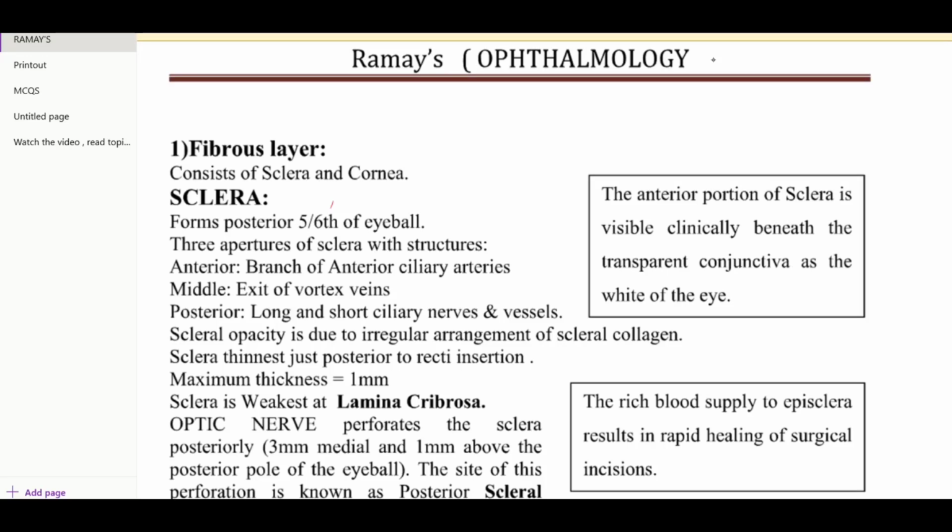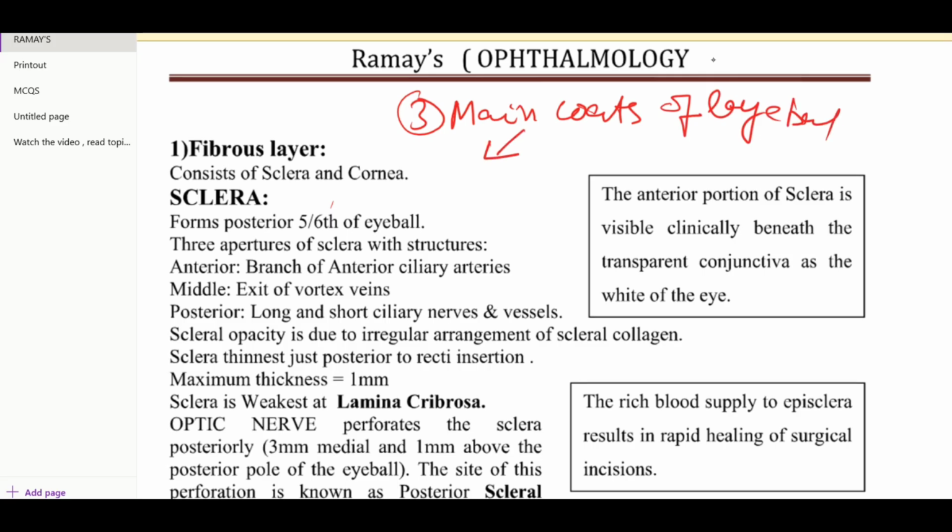Today we are going to start our second lecture from the eyeball unit of Ramay ophthalmology book. We have already studied that there are three main coats or layers of the eyeball. The first one is the fibrous layer, the second one is the vascular pigmented layer, and the third one is the nervous layer.